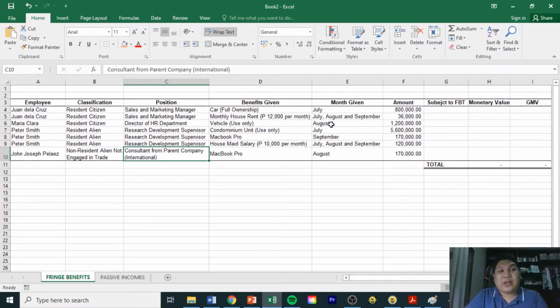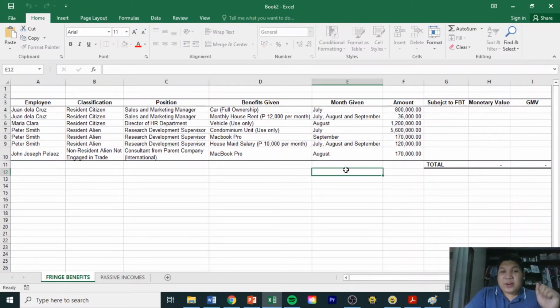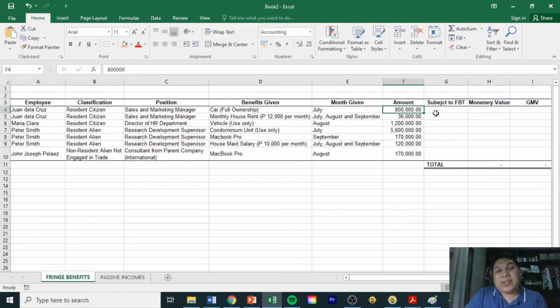We gave it in August to Maria, and then condominium units, we gave this unit to Peter Smith, and then MacBook Pro in September, and then housemaid salary for the months of July, August, and September, and the MacBook Pro for John Joseph, we gave him last August. Okay, so these are just assumptions. We're also given here the amount of the benefits given to them. So, Juan de la Cruz, the amount of the car was 800,000, and so on.